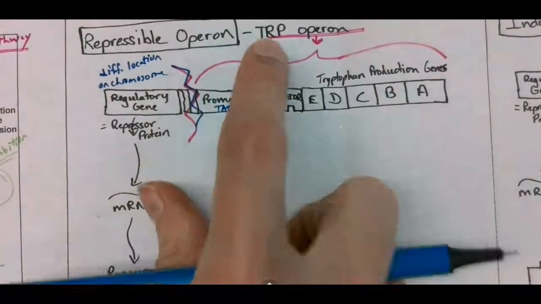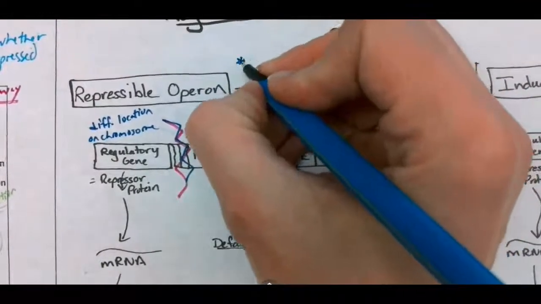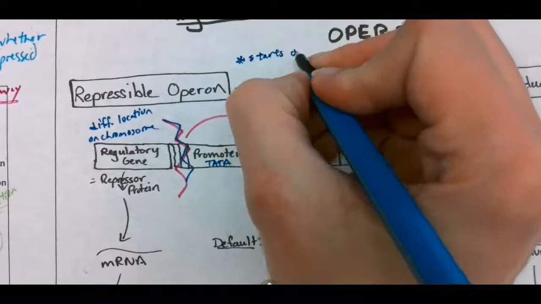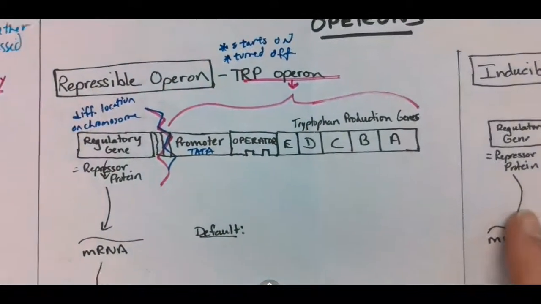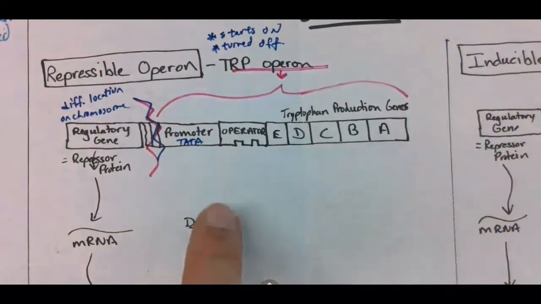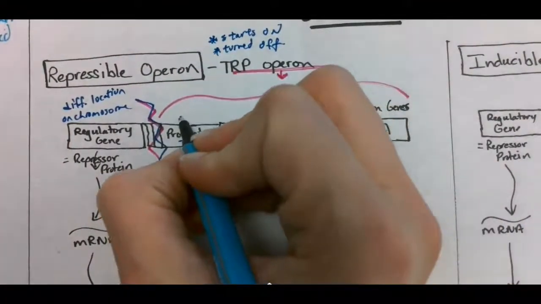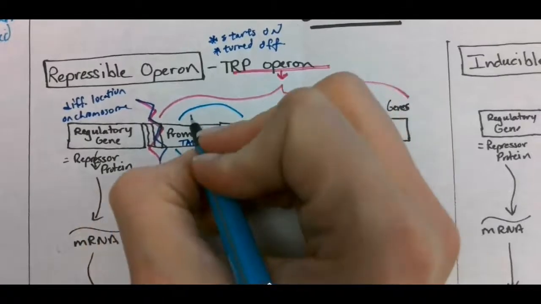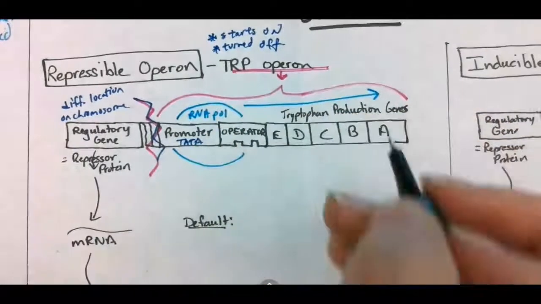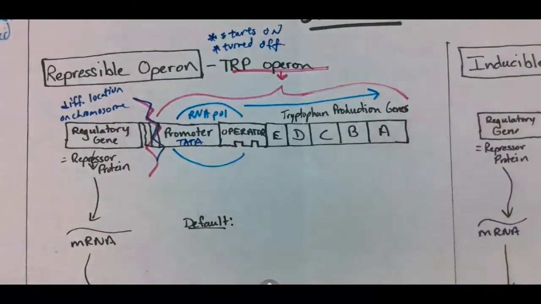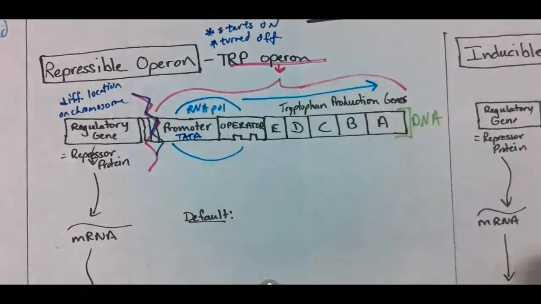I'm going to give you a code up here for how this operon works, and then I'll explain. In a repressible operon, this operon starts on and is turned off. What do I mean by that? I mean that typically what happens when this operon starts on is that the RNA polymerase can bind here to the promoter region. It can move down these genes, and this right here is all the DNA.